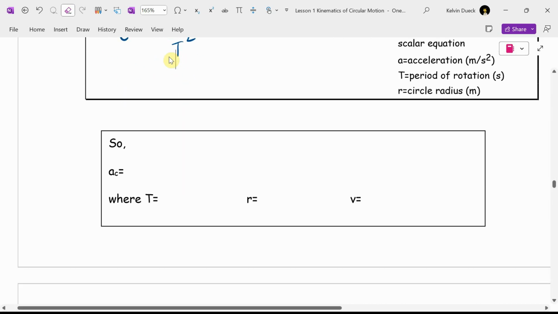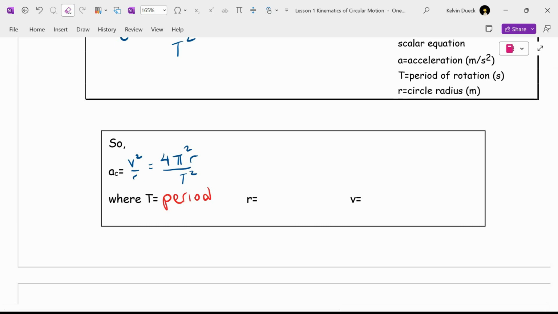So here's our summary. A_C equals v squared over r, or it equals 4 pi squared r over T squared, where T is the period, how long to go around once. R is the radius of the circle, and v is 2 pi r over the period. And I think I gave you that one on your formula sheet as well, yes? No? Yes? Yeah, I used to not give it. I used to make kids just derive it.